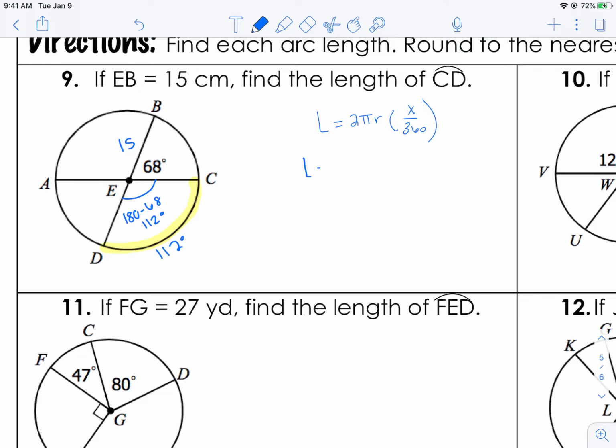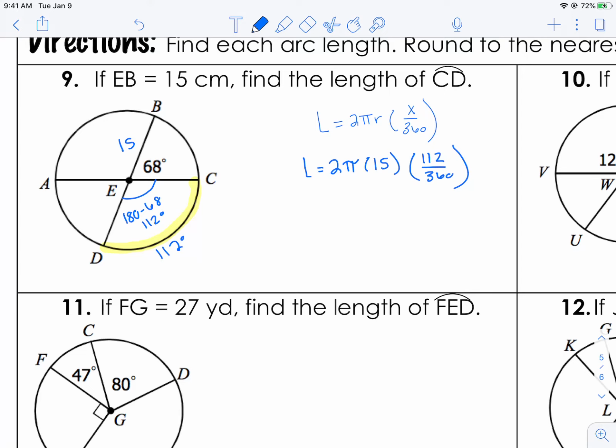So my length is equal to 2 pi, my radius is 15, times 112 over 360. And it's okay to enter it in your calculator just like that. So I'm going to go ahead and do that. You actually get 28 pi over 3.